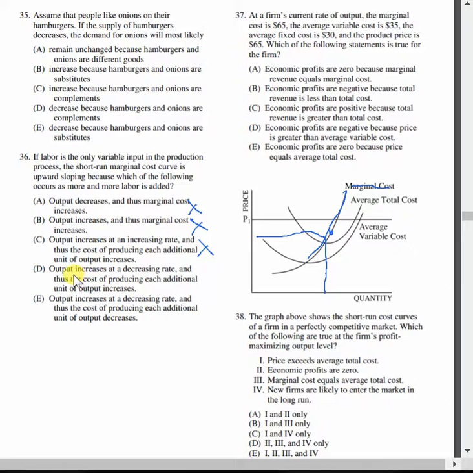All right, D. Output increases at a decreasing rate, and thus the cost of producing each additional unit of output increases. That is actually the correct answer. We know that output is continuing to increase, but it's increasing at a decreasing rate, which means that the cost of producing each additional unit is also increasing. So that's true. We'll check E just to make sure. Output increases at a decreasing rate, and thus the cost of producing each additional unit of output decreases. That's the opposite of what's going on. So here the correct answer is D.